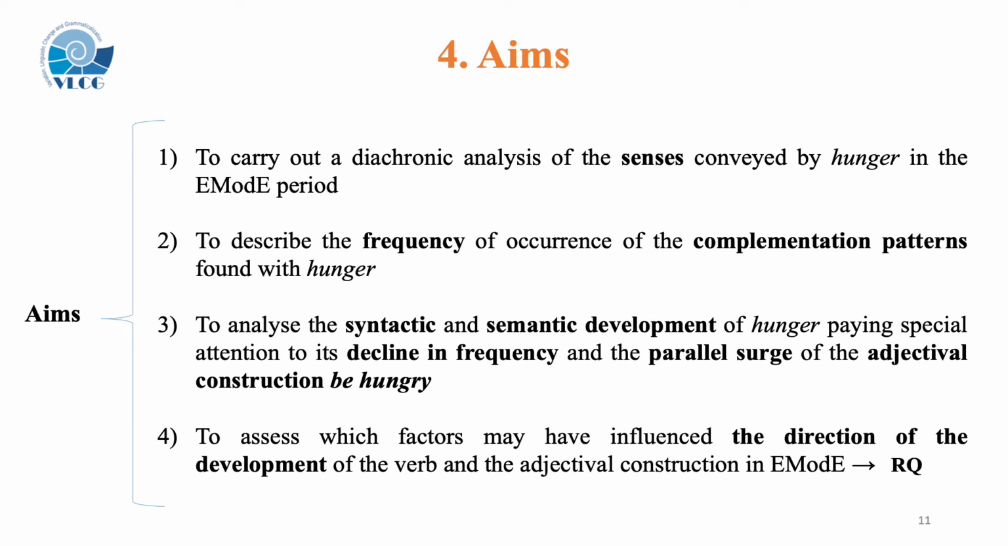In this context, the aims of my research are four. Firstly, I aim to carry out a diachronic analysis of the senses conveyed by hunger in the early modern English period. Secondly, to describe the frequency of occurrence of the complementation patterns found with hunger. Thirdly, to analyze the syntactic and semantic development of hunger, paying special attention to its decline in frequency and the parallel surge of the adjectival construction be hungry. And lastly, I wish to assess which factors may have influenced the direction of the development of the verb, as well as the adjectival construction in early modern English, focusing in particular on one research question.